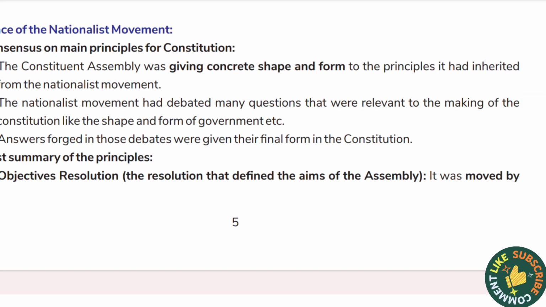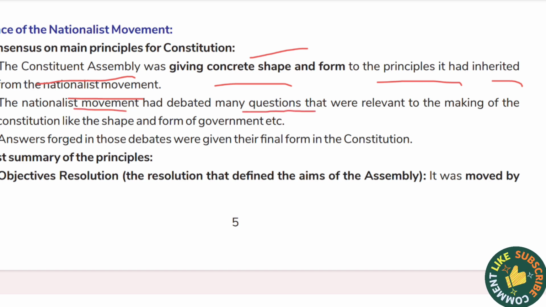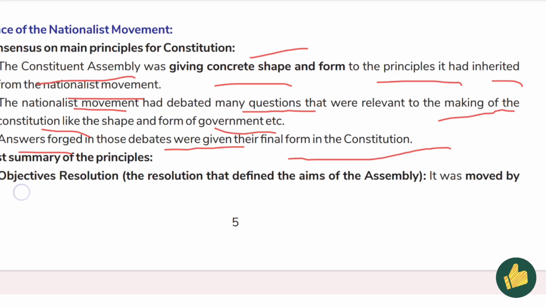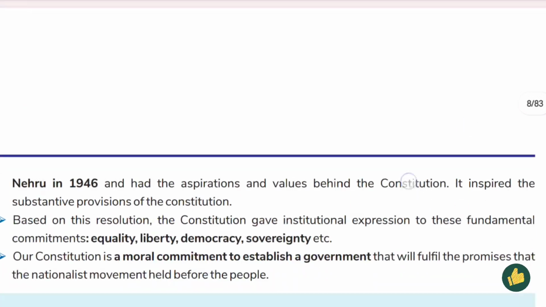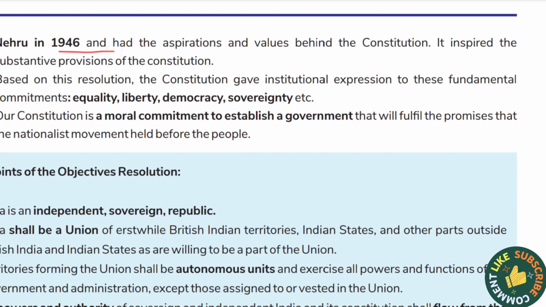Inheritance of the nationalist movement: consensus on the main principles for the Constitution. The Constituent Assembly was giving concrete shape and form to the principles it had inherited from the nationalist movement. The nationalist movement had debated many questions relevant to the making of a constitution, like the shape and form of government. Answers forged in those debates were given their final form in the Constitution. The best summary of these principles is the Objectives Resolution, the resolution that defined the aims of the Assembly. It was moved by Nehru in 1946 and contained the aspirations and values behind the Constitution.